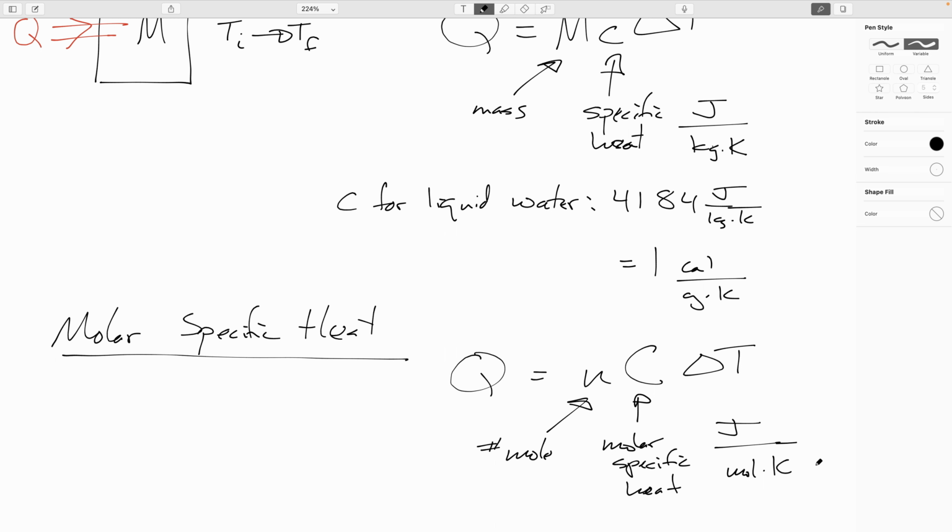And again, if you're used to dealing with this from chemistry class, all these numbers will probably differ by a factor of 4.184, because there are 4.184 joules per calorie, and most chem classes would have used calories per mole Kelvin.